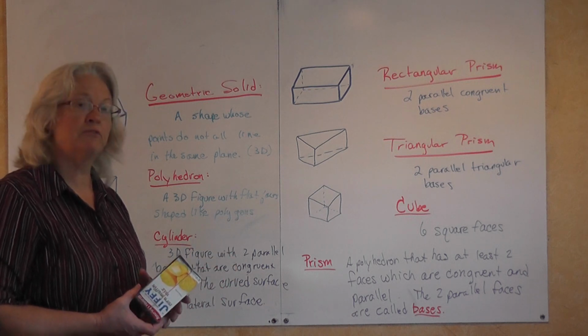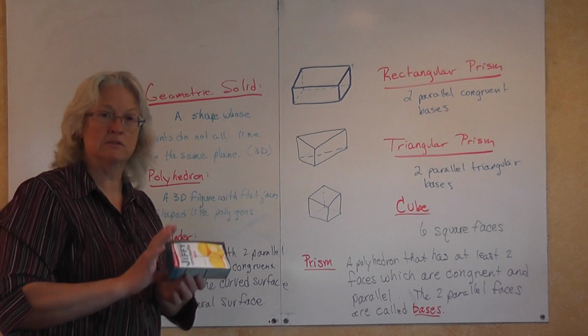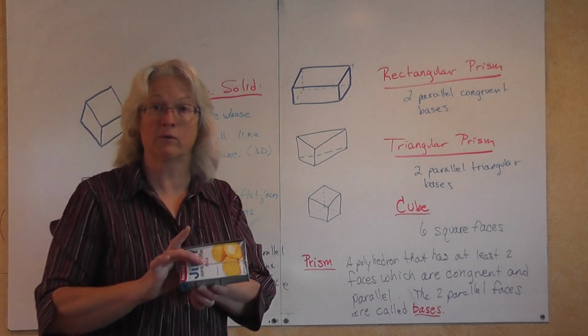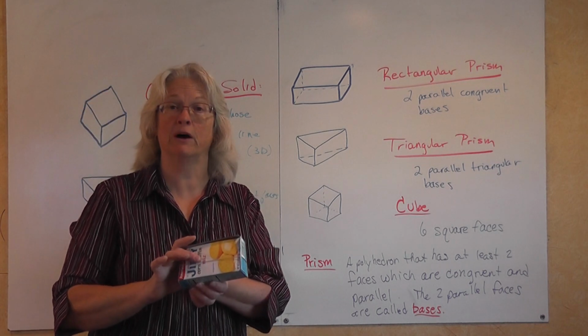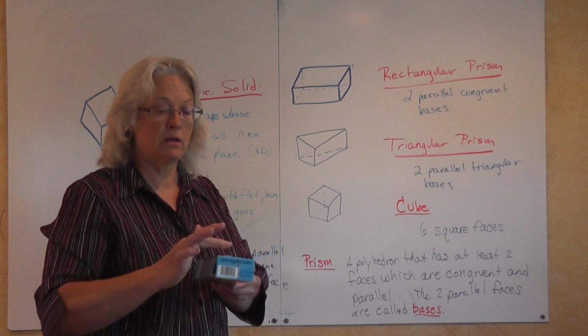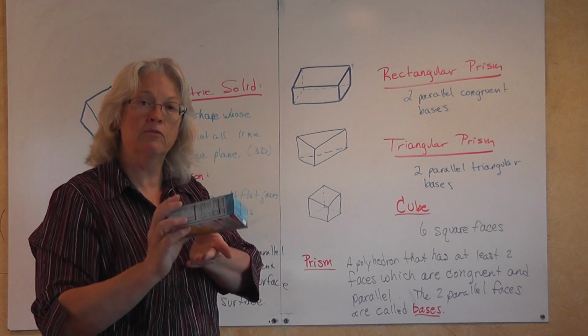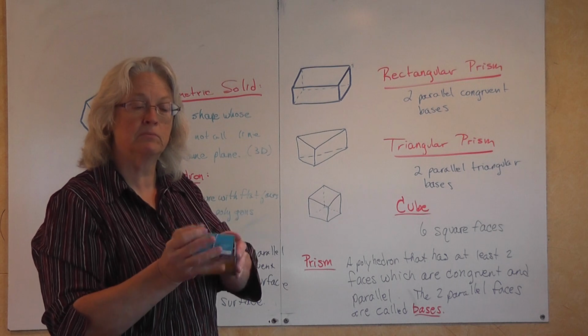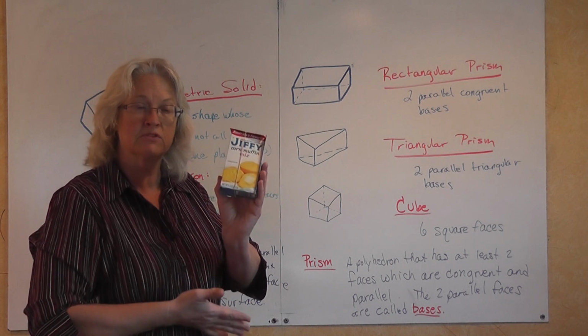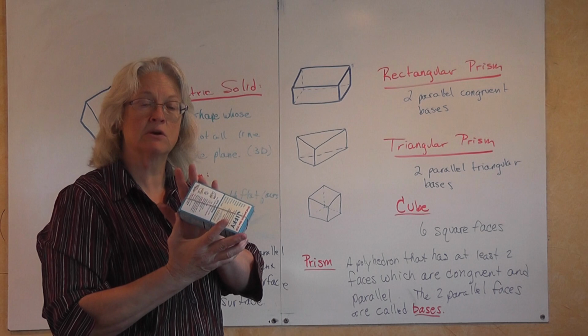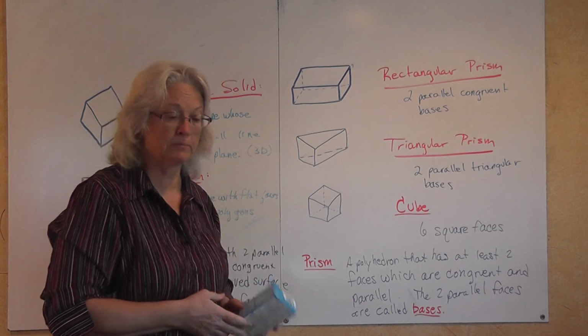The two parallel faces are called bases. I've used the term face several times thus far. The face is just a surface of your prism. So there are six faces on this rectangular prism here.